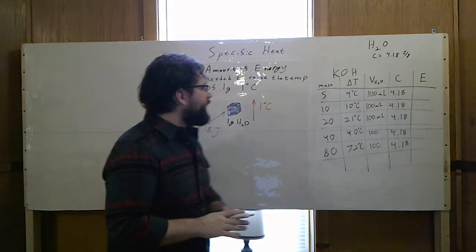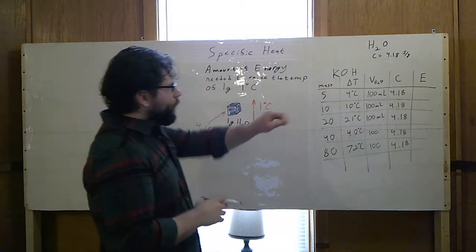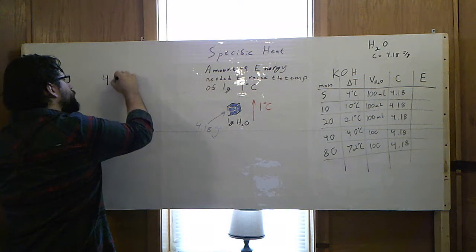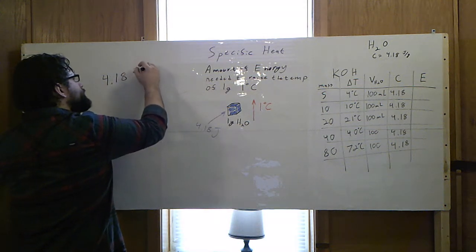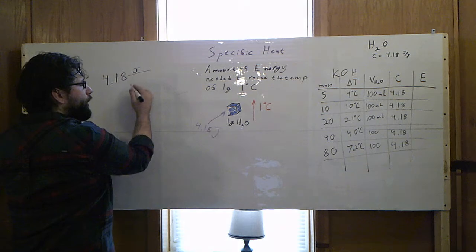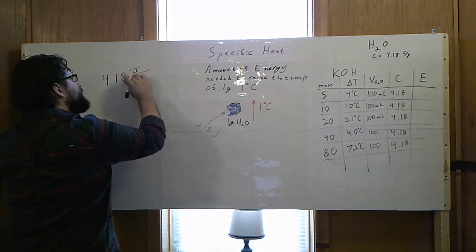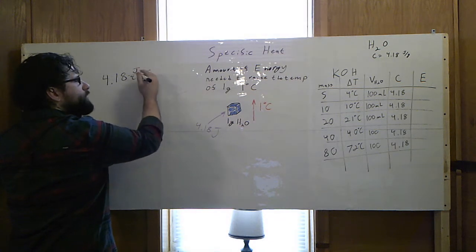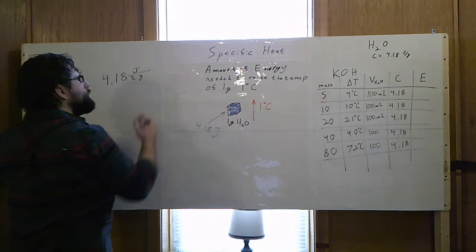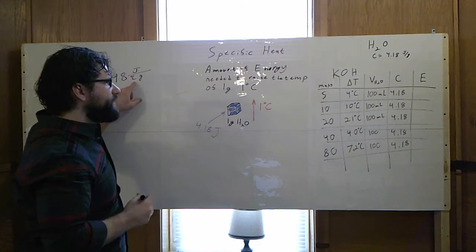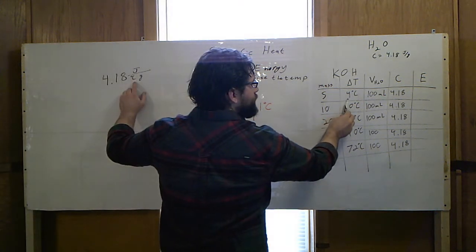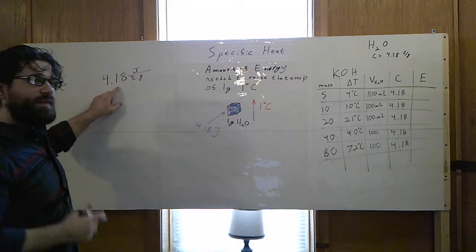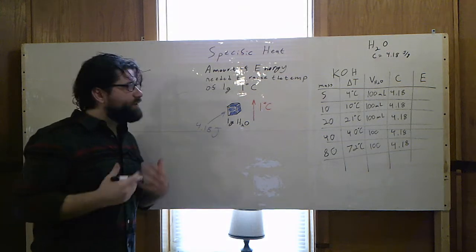Now this is a very easy calculation because all I'm trying to do is take that 4.18, and we're going to use labels so that we can understand this a little better. 4.18, and that's joules, remember that's energy, per degree Celsius. Let's write degree Celsius there. It's also per gram. So what I need to do is take my temperature change and my volume times this number, and that will tell me how much energy I actually used.